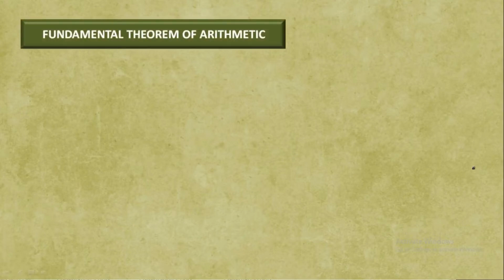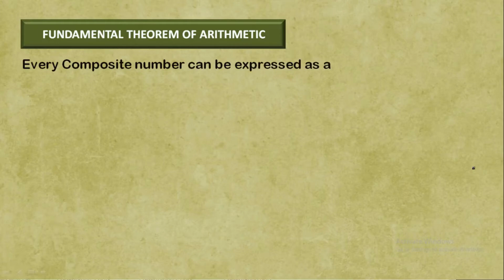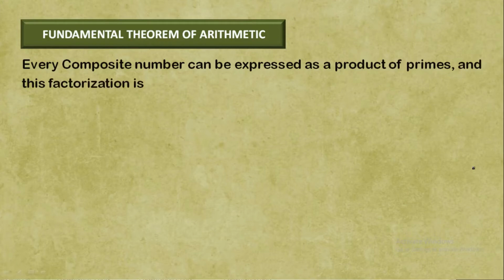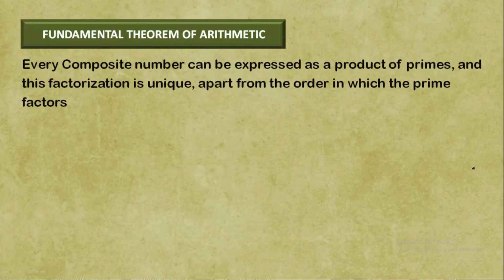Hello students, in this video we are going to discuss the fundamental theorem of arithmetic. Let us see what the statement of this theorem is. Every composite number can be expressed as a product of primes, and this factorization is unique apart from the order in which the prime factors occur.